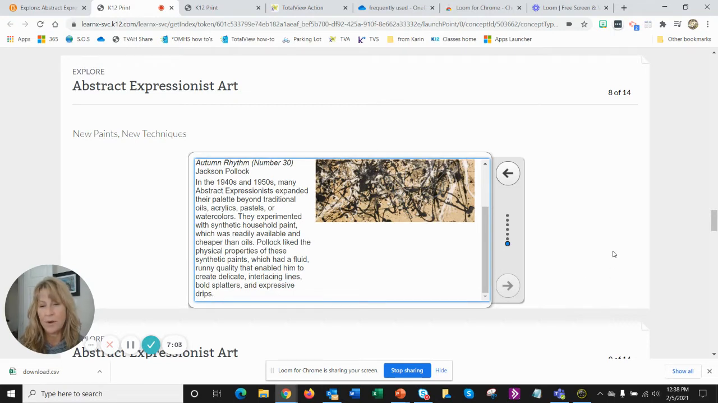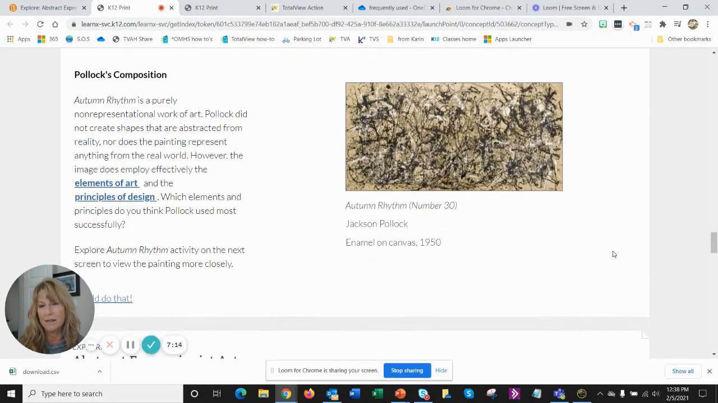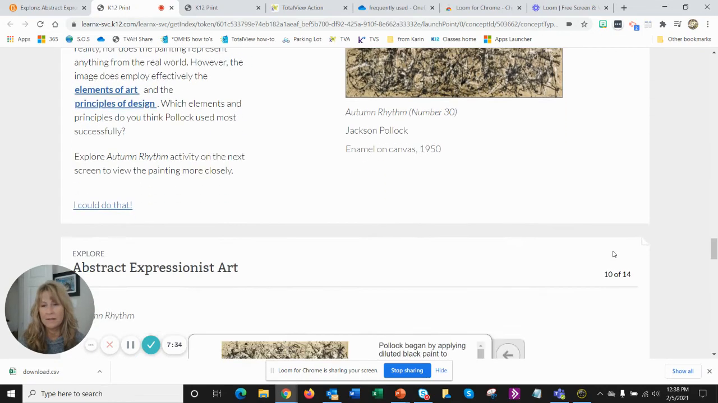Pollock liked the physical properties of these different synthetic paints, which had a fluid, runny quality that enabled him to create delicate interlacing lines, bold splatters, and expressive drips. Autumn Rhythm is purely non-representational. Pollock did not create shapes that are extracted from reality, nor does the painting represent anything from the real world. However, the image does employ effectively the elements of art and the principles of design. So repetition is one of those patterns.